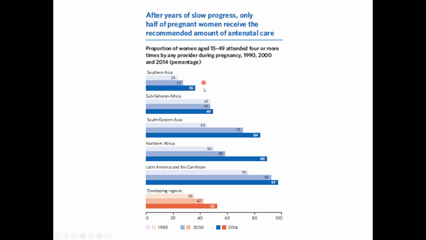But it's still extremely low. 36% is just over 1/3 of women attended 4 or more times by a provider during pregnancy. In Sub-Saharan Africa, we see it's actually doing better than Southern Asia in terms of raw percentages, but we don't really see much improvement. It's relatively flat across all of this, so kind of stuck. So something needs to happen here to start kickstarting, at least in Southern Asia. While it's low, we're seeing it trend in the right direction. In Sub-Saharan Africa, we're not seeing much of a trend in the right direction.